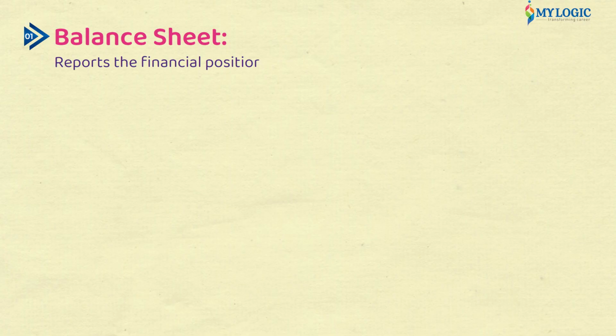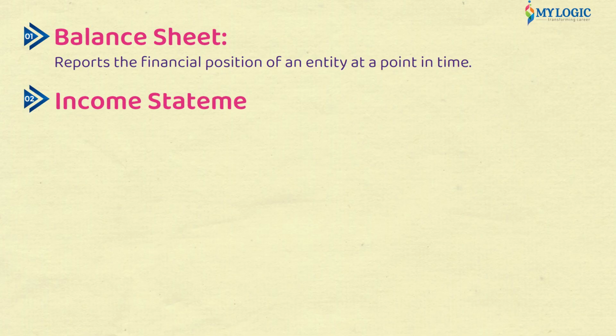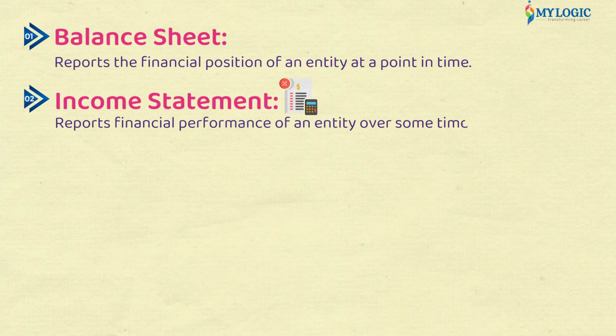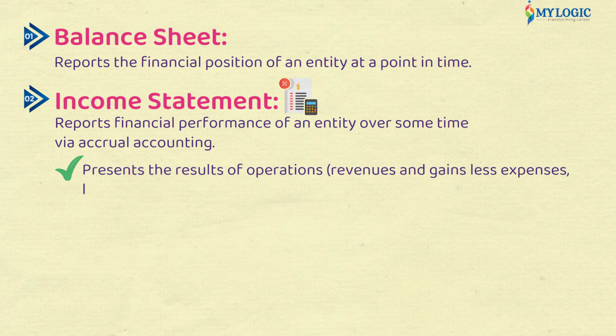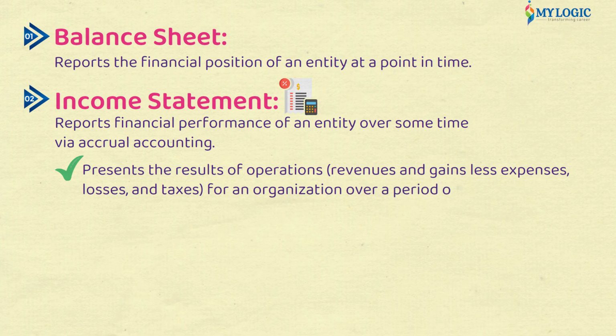Number 1. Balance sheet. Reports the financial position of an entity at a point in time. Number 2. Income statement. Reports financial performance of an entity over some time via accrual accounting. Presents the results of operations, revenues and gains less expenses, losses and taxes for an organization over a period of time.